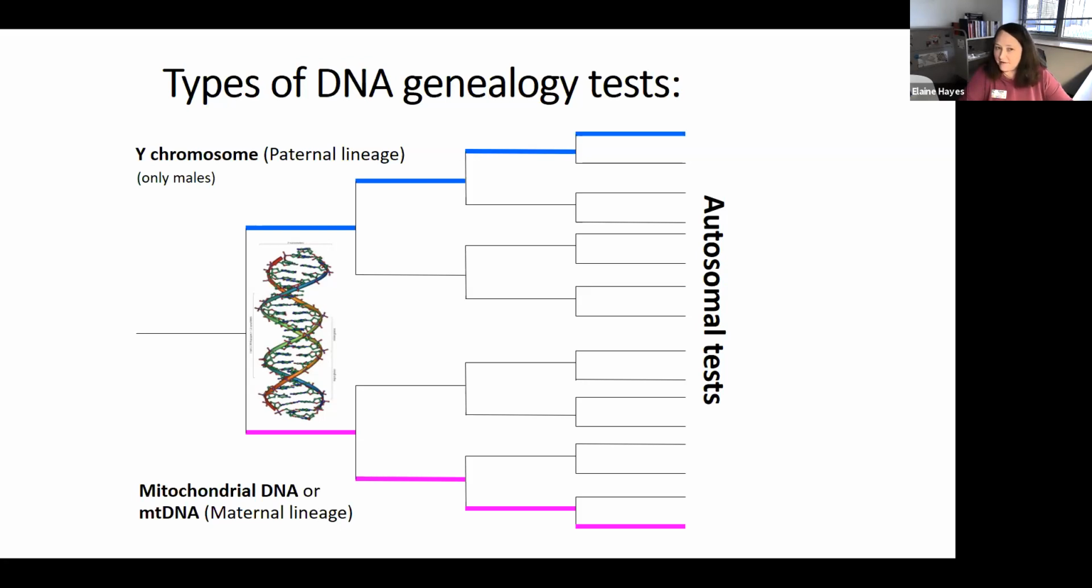The Y chromosome tests only looked at your paternal lineage, so only men have Y chromosomes, so only men could take these tests, and they would look at their father's line. As far as the mitochondrial DNA test, that is your mother's line. And everybody has mitochondrial DNA and everybody gets it just from their mother. So that only covers those 2 lines out of many lines. But these days, they're all mostly autosomal tests.